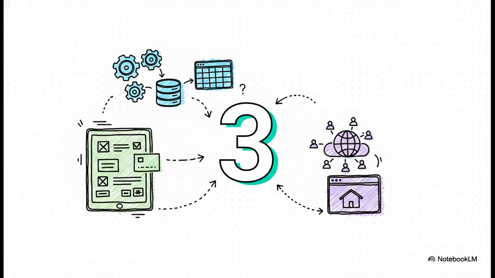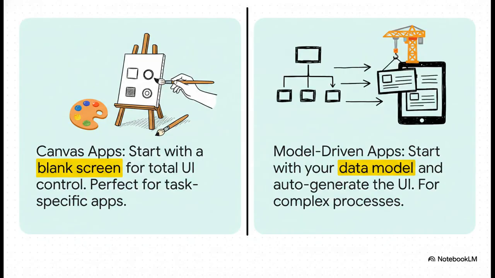You've got three main types of apps you can build, and each one is made for a different kind of job. So your first big decision is this. Are you an artist or are you an architect? Think of a Canvas app like, well, a blank canvas. You get total control over how it looks, down to the last pixel. It's perfect for really specific, task-focused apps.